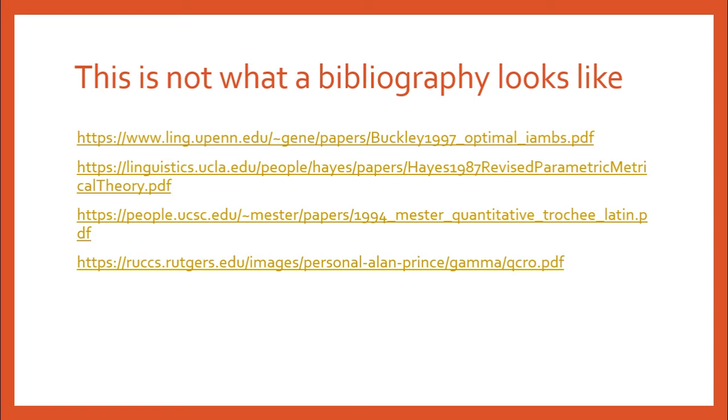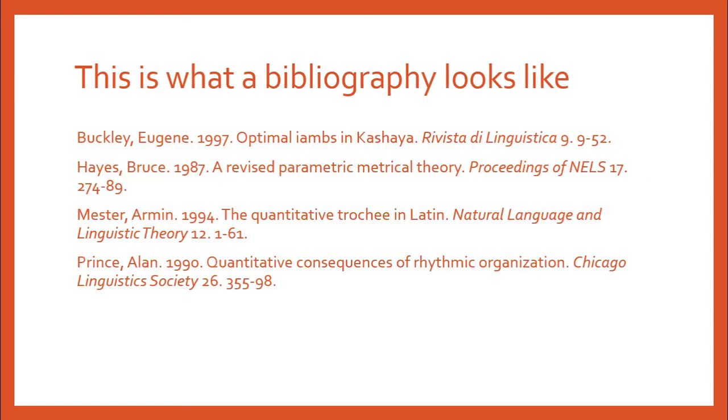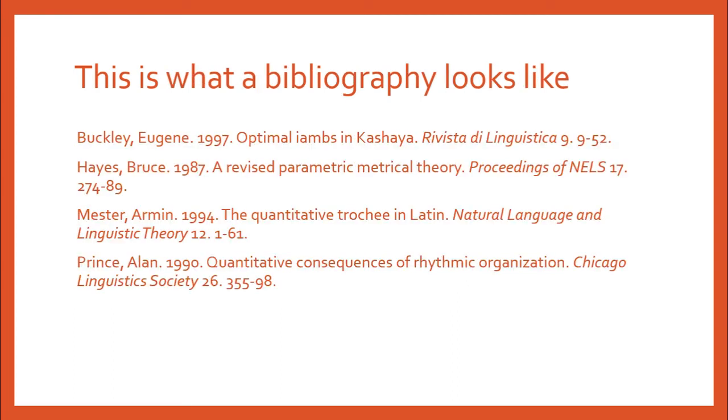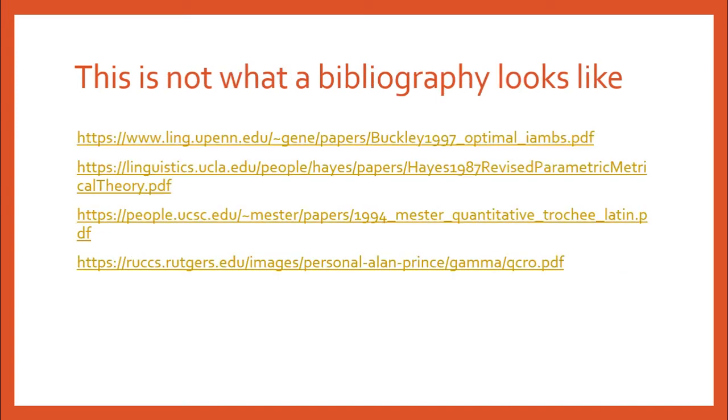When you do a bibliography, it needs to be this. Has to be last name, first name, year, title of the article, publication, page number, or URL. If you just send me a list of links, I will not accept it, and you will not get credit for it. So it's very important, when you use research, you need to include a bibliography that looks like this, not one that looks like this.